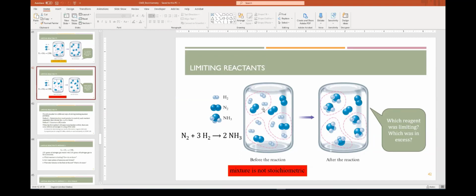You had 5. Sorry, you had 5 nitrogen. So you have enough to end with 10 ammonia. In reality, you only ended with 6. Okay. So you had leftover nitrogen here. So there will always be some of the leftover still there.